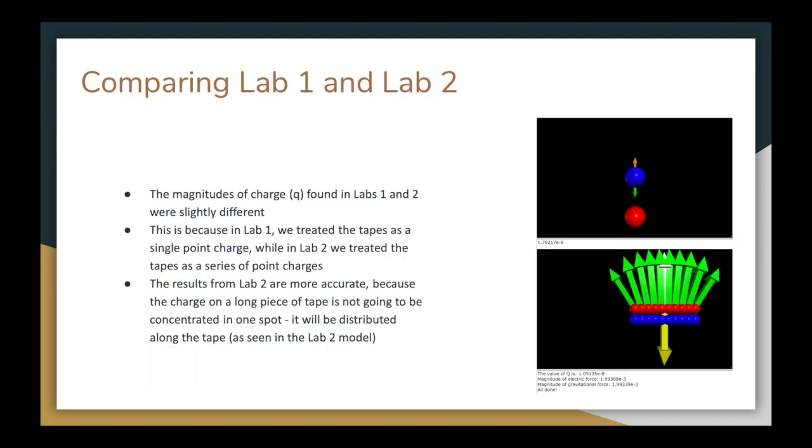When we compare the results from Labs 1 and 2, we see that the magnitudes of charge were slightly different. This is because Lab 1 treats the tapes as a single point charge, while Lab 2 treats the tapes as a series of point charges. The results from Lab 2 are more accurate because the charge on a long piece of tape is going to be distributed along the tape, as seen in the Lab 2 model.